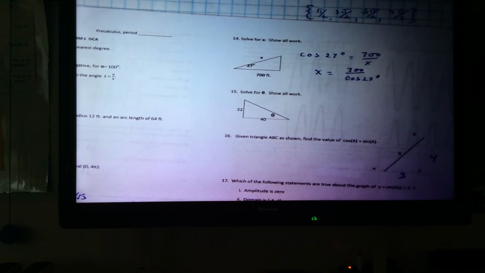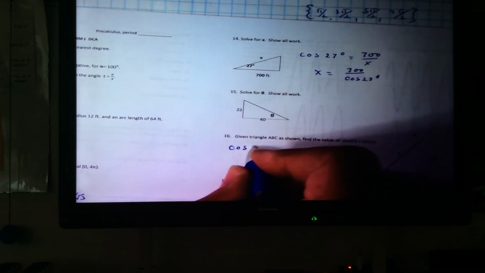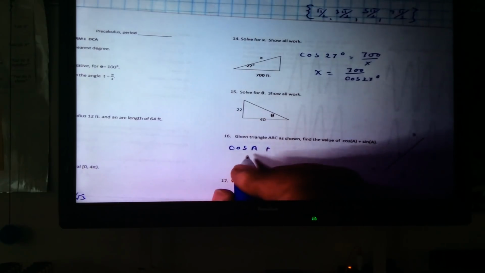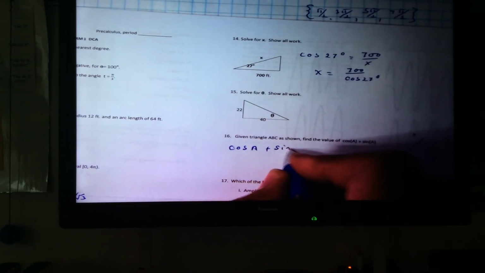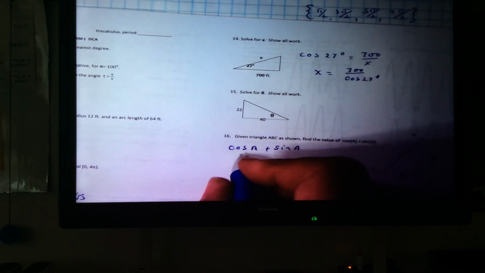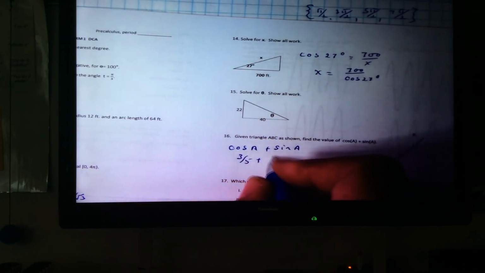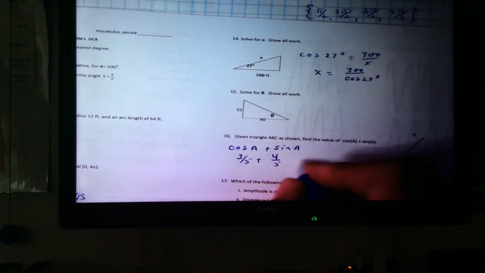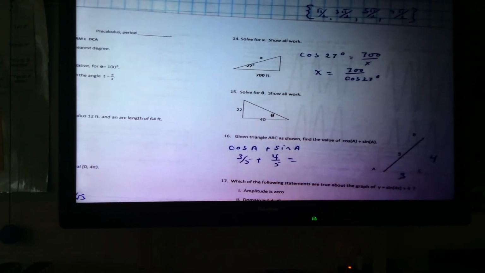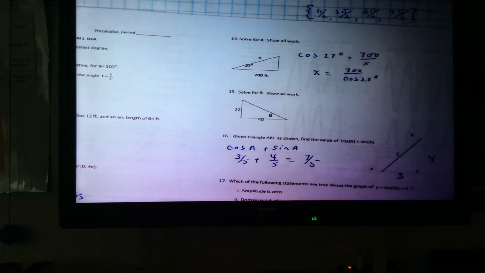Okay. Now for number 16, you want the cosine of A plus the sine of A. Well, the cosine of A is just going to be the adjacent over the hypotenuse, 3 over 5, and the sine of A is the opposite over the hypotenuse. You've got a common denominator, so you add the numerators, and you get 7 over 5. Yeah, cool.